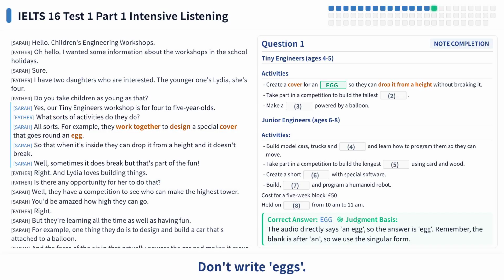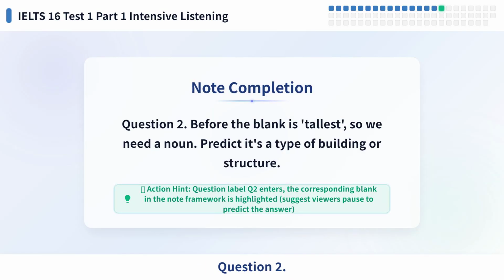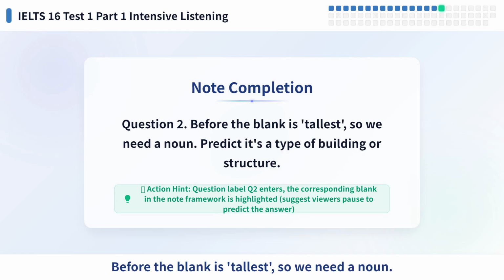For question 4, we need to find another type of model that children build. The blank comes after cars and trucks, so the answer is a different category. The clue words in the question are cars and trucks.